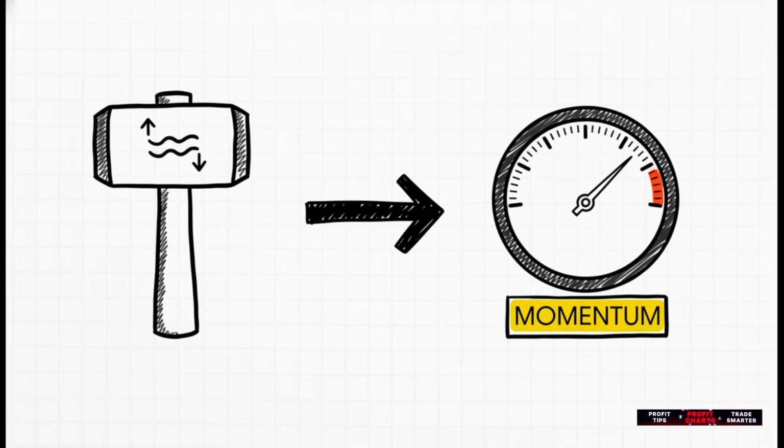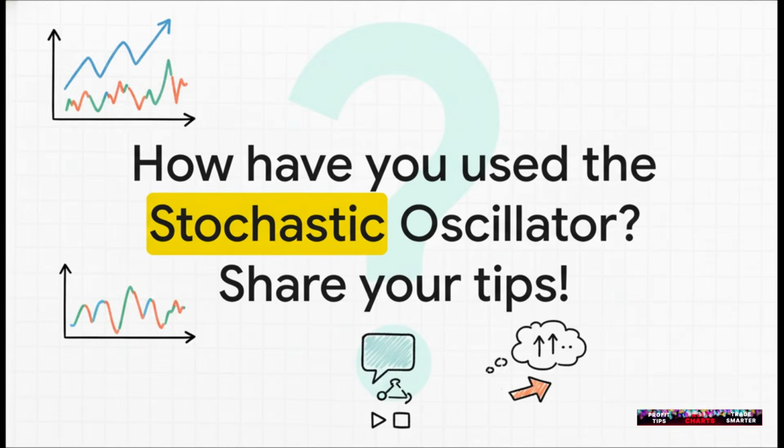So, if you remember just one thing, please let it be this. Stop thinking of the stochastic as just a simple overbought/oversold indicator. Start seeing it as a precision instrument for gauging market momentum. When you combine that insight with a real structured plan, it becomes one of the most powerful tools in your entire arsenal.